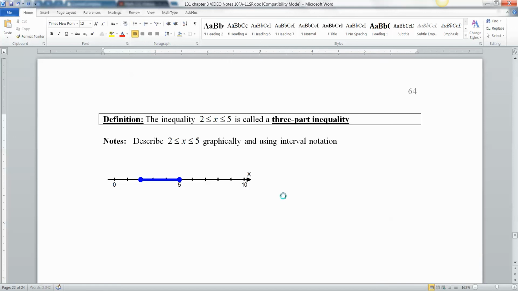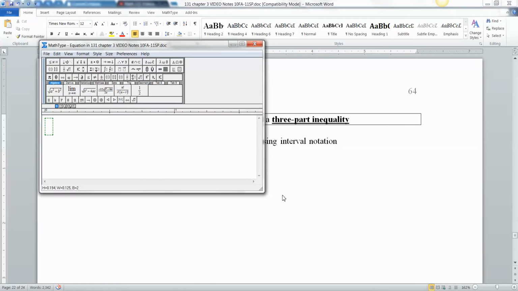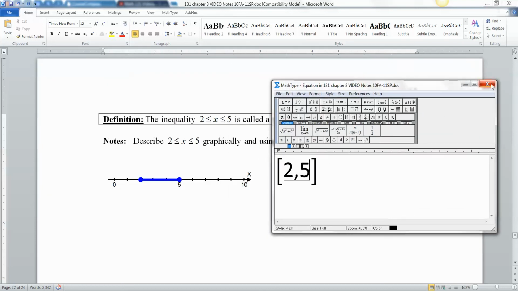Which would mean in interval notation, it'd be bracket 2, 5 bracket. Bracket 2, 5 bracket, because they both have closed dots. Like that.